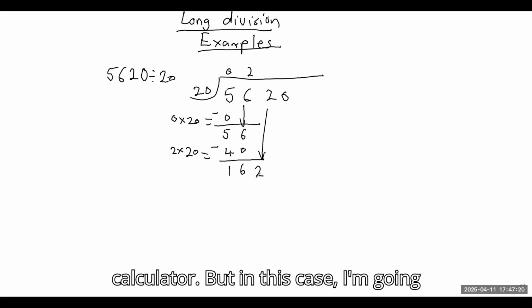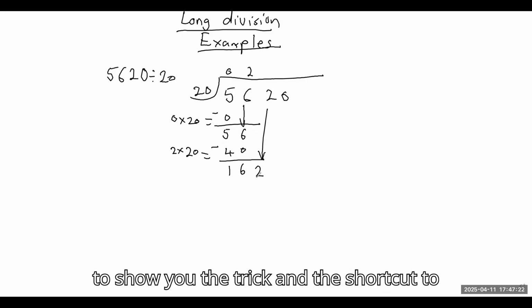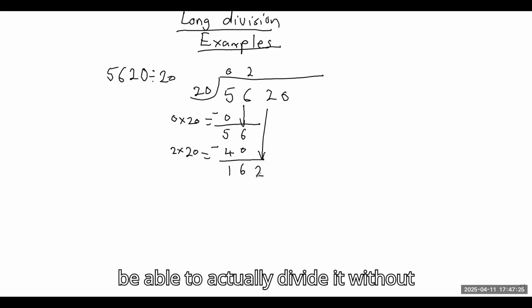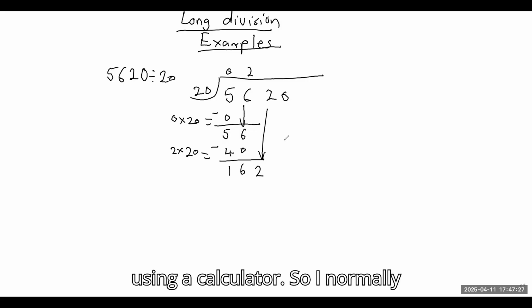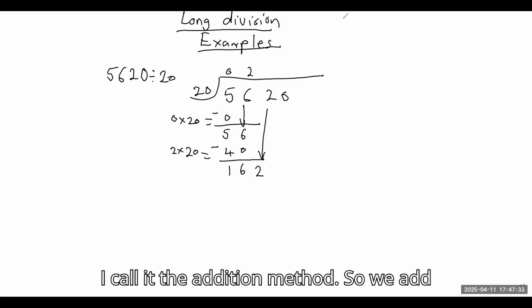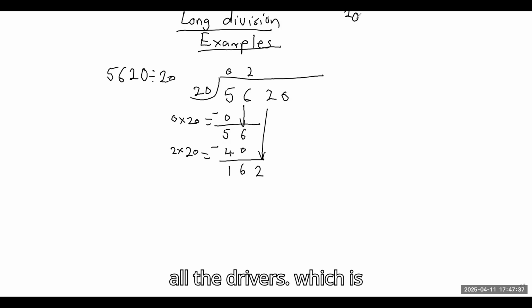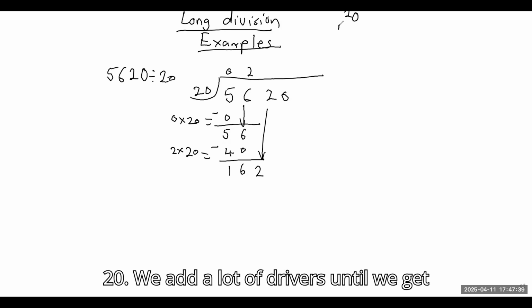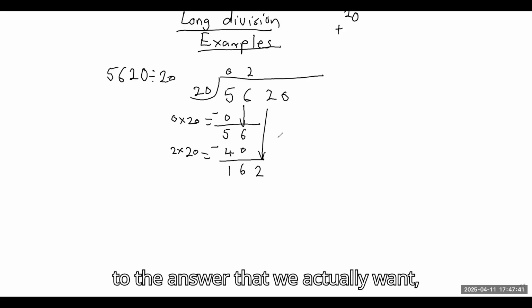But in this case, I'm going to show you the trick and the shortcut to be able to actually divide it without using a calculator. So I normally use this with my learners. I call it the addition method. So we add all the drivers, which is 20. We add a lot of drivers until we get to the answer that we actually want, right?